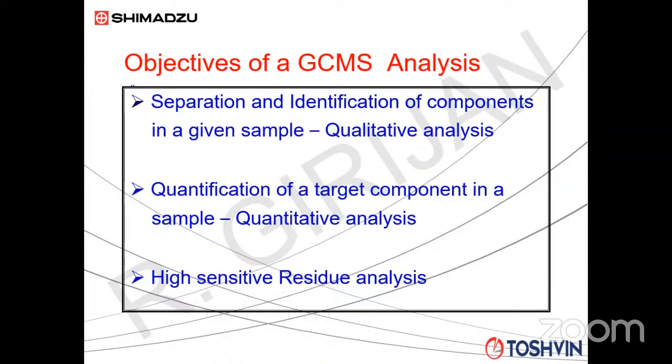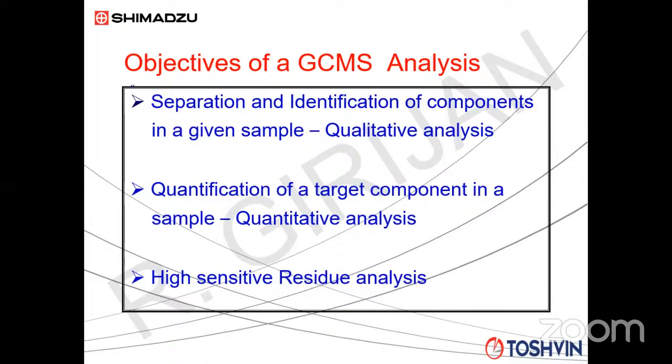This is objective number 2. And what is the third objective? Highly sensitive residue analysis. Today we are talking about different residue analysis. Residue analysis means where your target compounds are present at an extremely trace level. For example, if you take a food product, it can be a vegetable, a fruit, meat, or marine products. They all contain pesticide residues today.